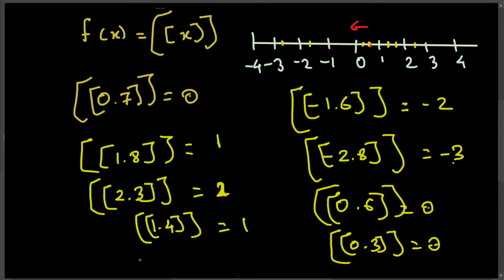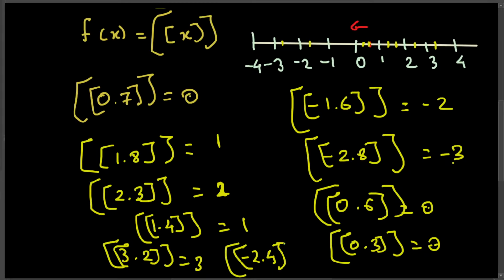What is the greatest integer of 3.2? Locate the 3.2 first, that's somewhere here. What is the left side? That's 3. What is the greatest integer of -2.4? Locate the -2.4 first, that's somewhere here. What is the left side? That's -3. So these are some examples of the greatest integer.